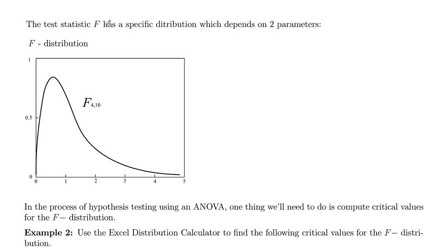So the test statistic for ANOVA, F, this F distribution, actually depends on two parameters. So there's a different distribution for every combination of parameters. The first parameter, V1, is k minus 1, where k here is your number of treatments or number of populations. And then the second parameter, V2, is n minus k, where n here is the total number of observations.